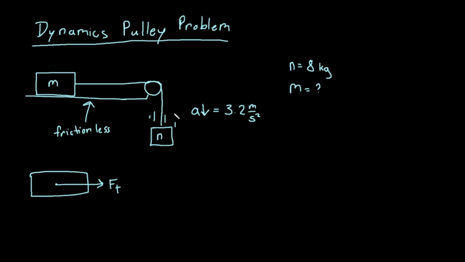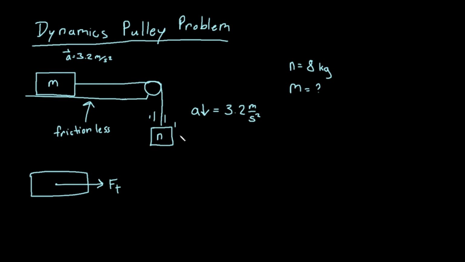Now, we know that the mass n is accelerating at 3.2 meters per second squared. Since they're both connected by a string, they're both accelerating at the same rate. It's as if you were taking one object that was glued to another object and you're just moving them back and forth, they'd accelerate at the same rate. So the acceleration of mass m would also be equal to 3.2 meters per second squared. Now, let's look at our mass n.